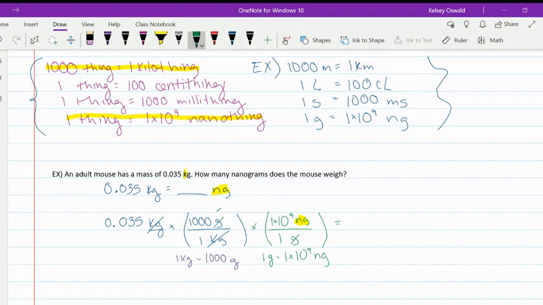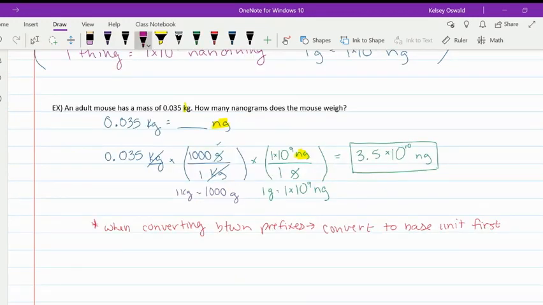In our calculator, we're going to do the same thing as we did with our dimensional analysis: multiply by everything on top and divide by everything on bottom. So 0.035 times 1,000 times 1 times 10 to the 9th, all divided by 1. When we plug this in our calculator, we should get 3.5 times 10 to the 10th nanograms. This makes sense because a nanogram is a smaller unit, so we are going to need more of them to equal our 0.035 kilograms.